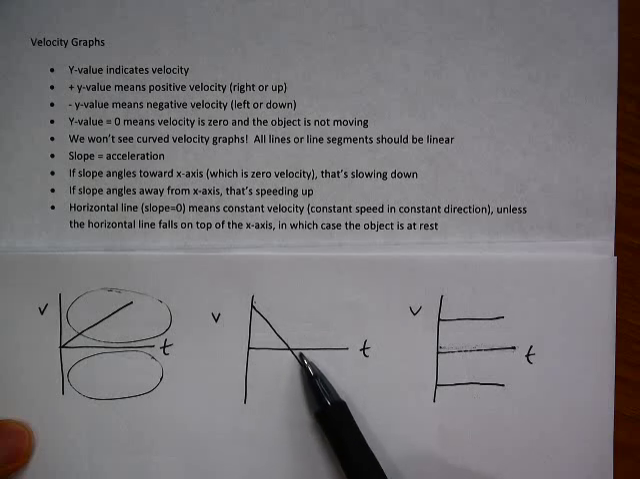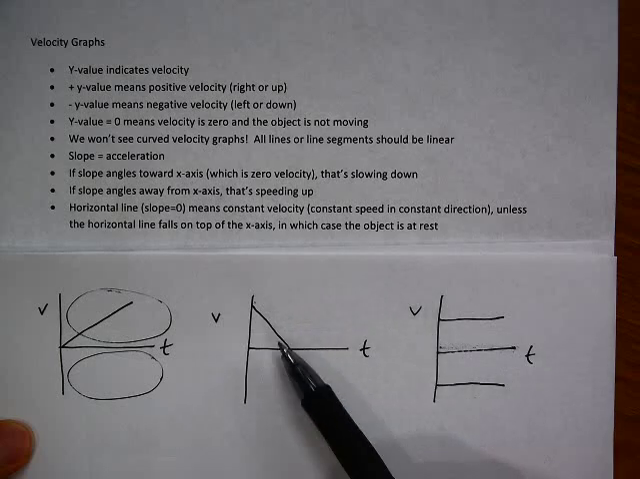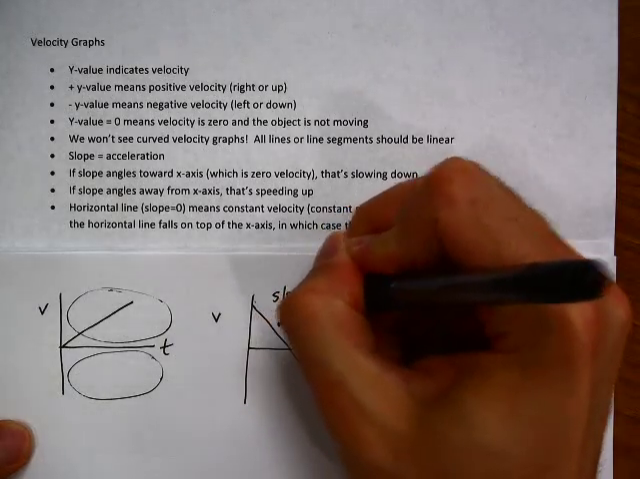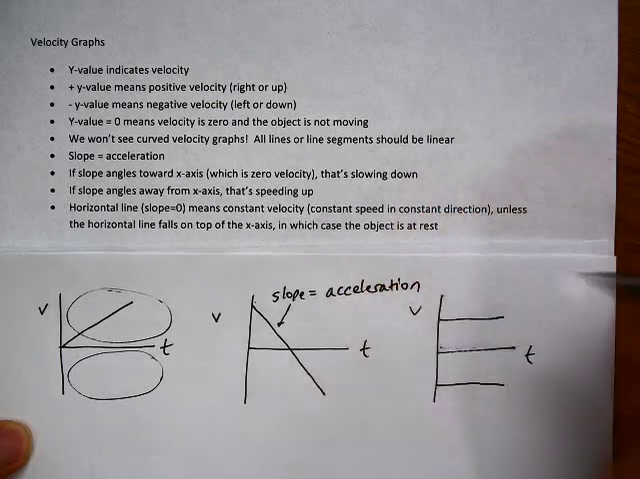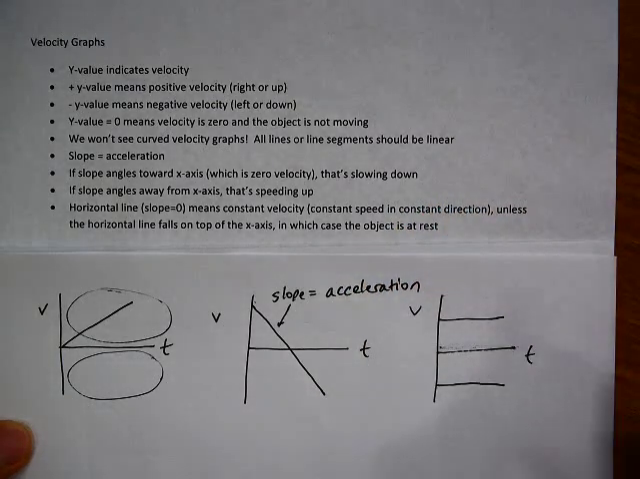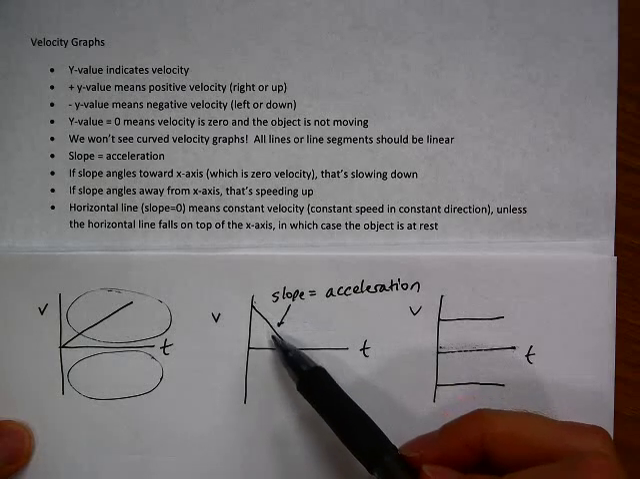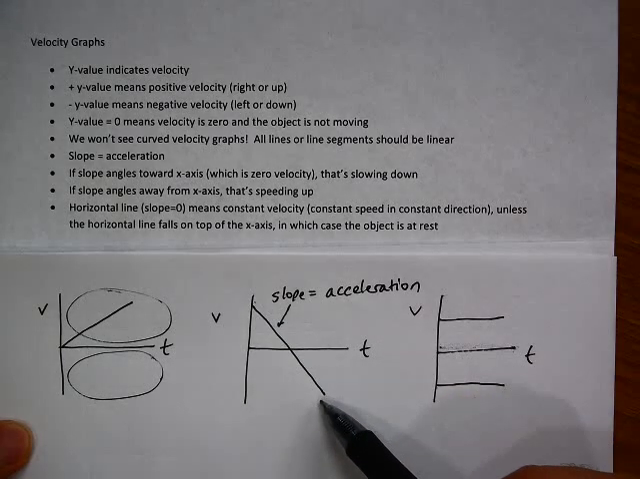The slope of this graph actually does mean something, okay? Just like the slope on a position graph means something. The slope of this line means acceleration. Acceleration is the rate at which your velocity is changing. We see that velocity is changing. It goes from large positive to 0 to large negative.